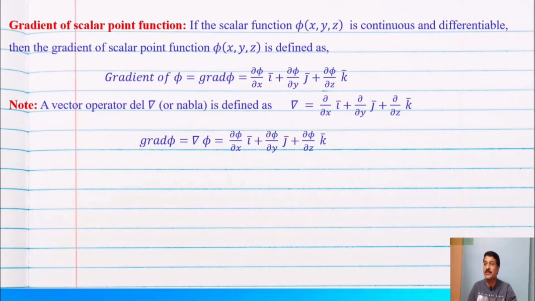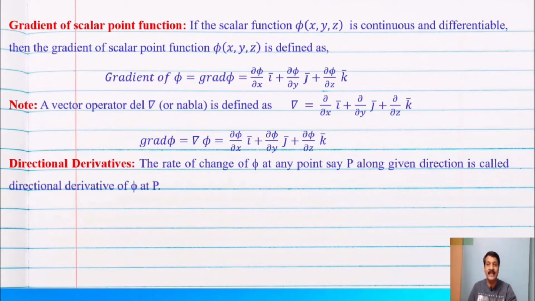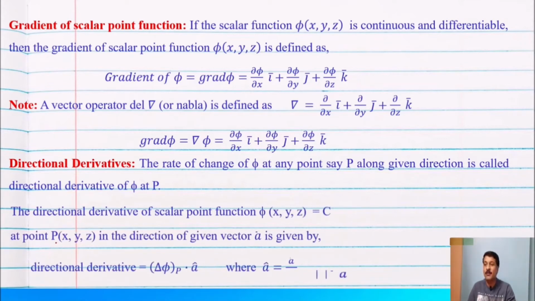Now one application of the gradient of a scalar point function is the directional derivative. So what is the directional derivative? The rate of change of phi at any point, suppose P, along a given direction is called the directional derivative of phi at P. By this definition, the directional derivative of scalar point function phi equal to constant at any point P in the direction of a given vector A is given by del phi dot A cap.